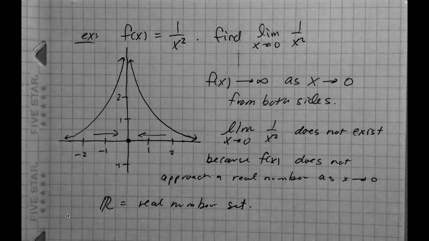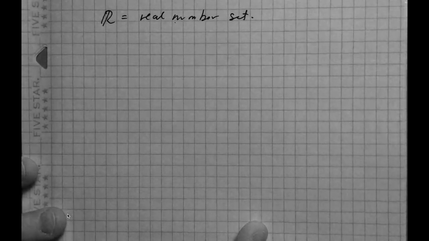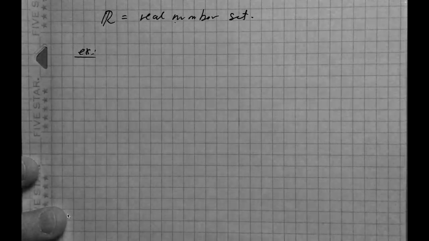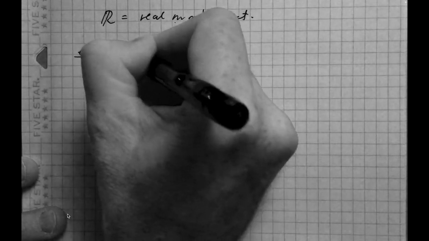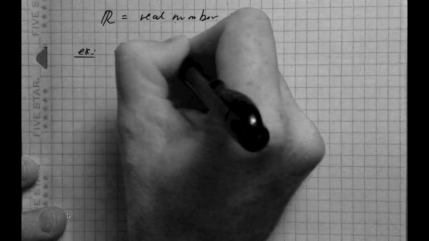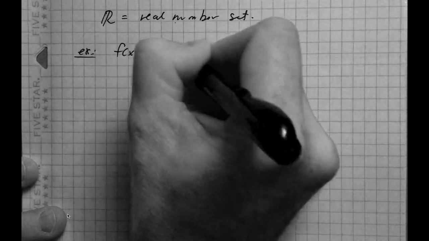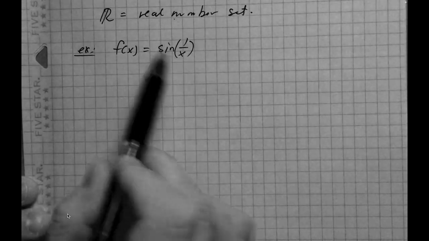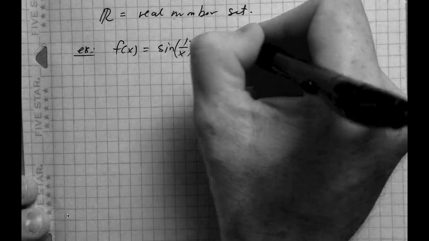All right. The next example is the case where you have oscillation occurring. What does the limit look like in the case of oscillation? So this is a classic example in calculus, but the function is f of x equals sine of 1 over x. Right. So the argument here is 1 over x. Now, obviously not defined at x equals 0.